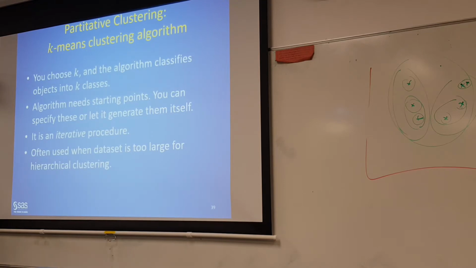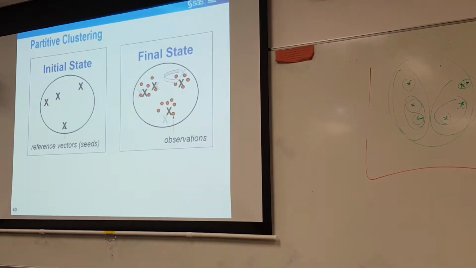The algorithm typically generates a random starting point and does it iteratively, but it is fast. Hierarchical clustering is slow, order n cubed or n squared, so it does run into problems if you've got really big data, a lot of data points.